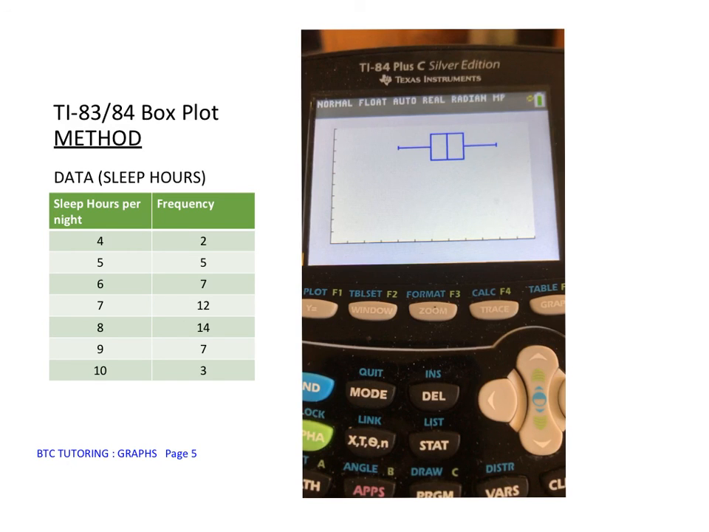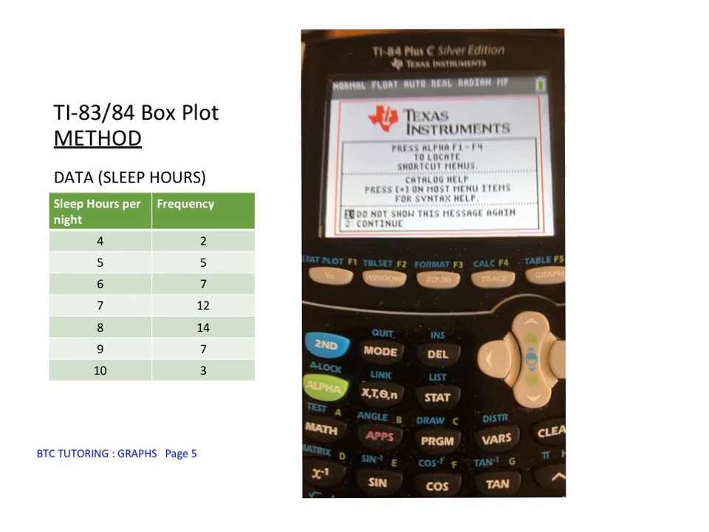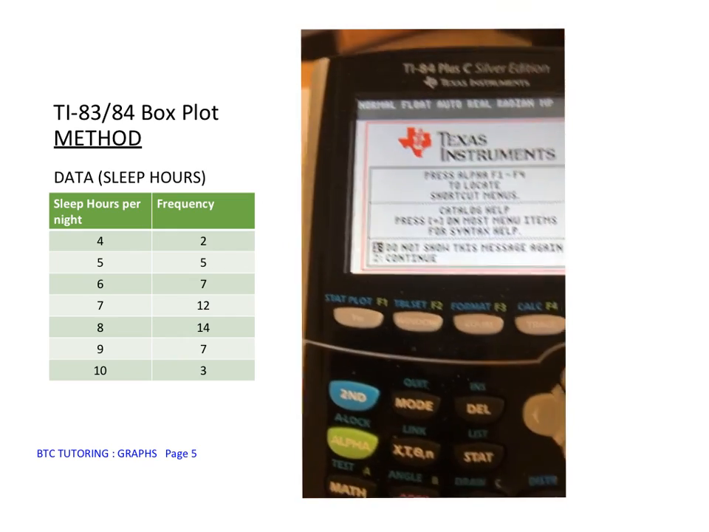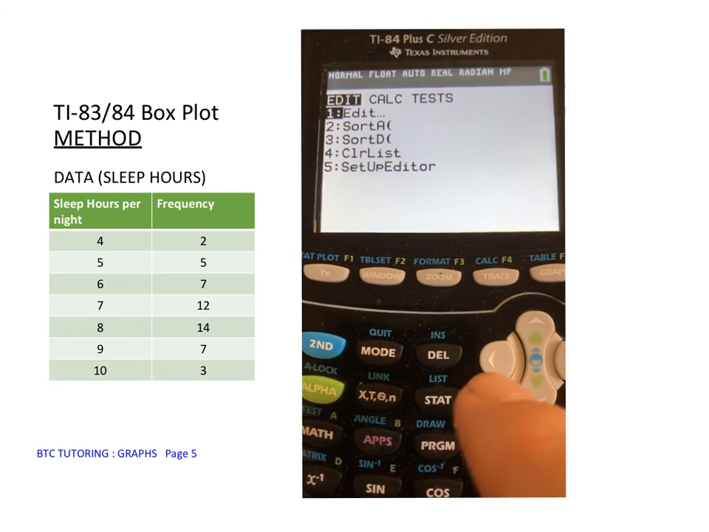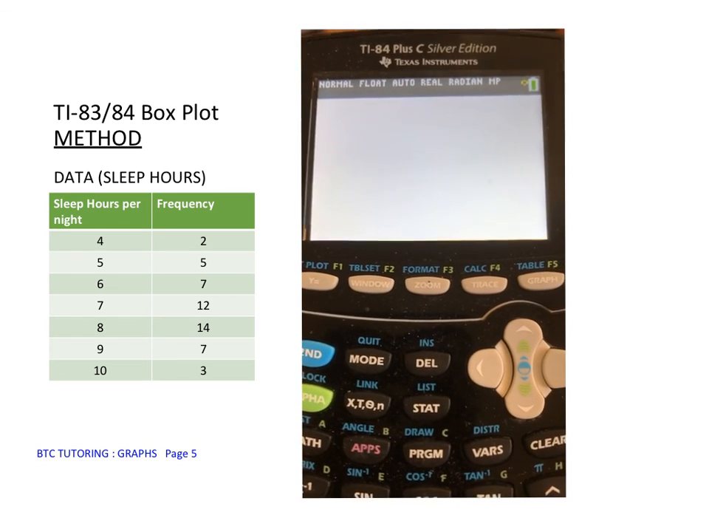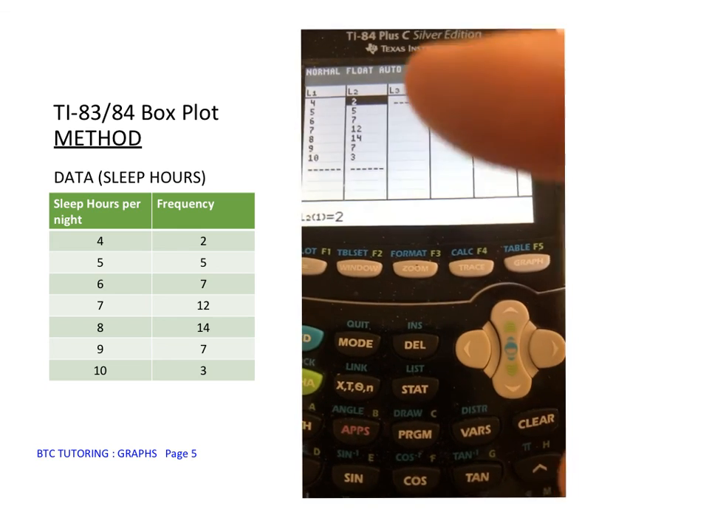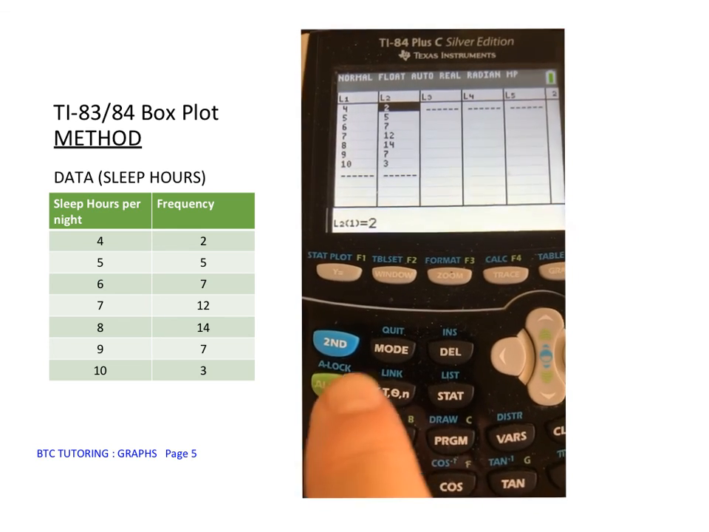In this slide, we're going to show you how to actually do the box plot using your TI 83 and 84. We are going to use the same data set that we have been using in the previous slide, which is the sleep hours. And so the first step is we're going to turn the calculator on, and then we're going to hit the stats key, and we're going to hit edit, and we're going to make sure that the data that's in our table are in L1 and L2.